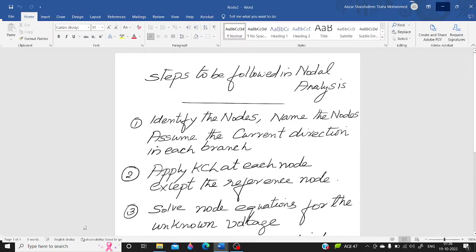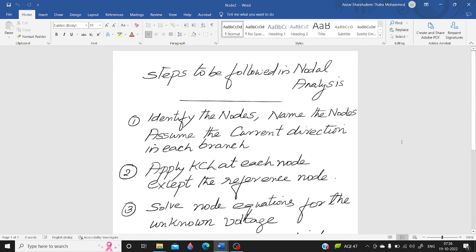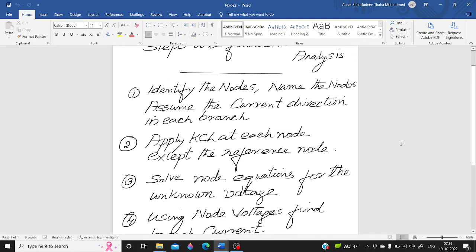And now let us consider the steps to be followed in nodal analysis. The first step is, given a network, you have to identify the nodes. What are the nodes in the network? Also, you have to identify the reference node. And then we have to name the nodes and assume the current direction in each branch. So that is the first step.